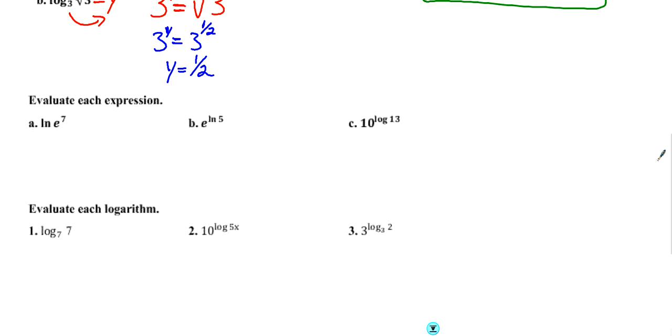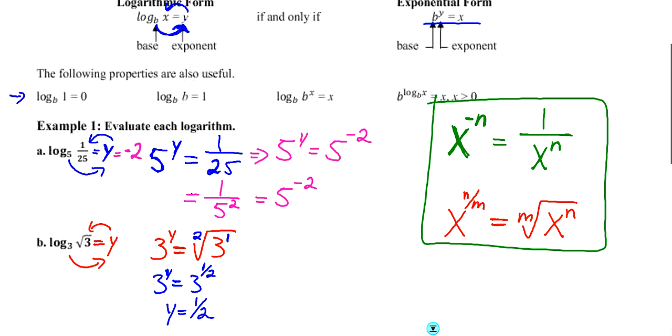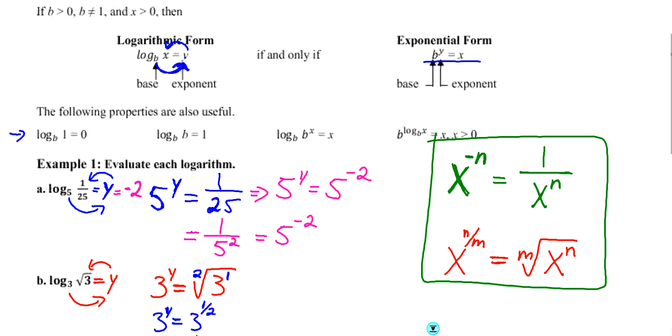Now for this part, evaluate each expression. We're going to be using these properties right here to do that. Okay? So where we have the identities, this is basically b to the 0 power. Any number to the 0 power is 1. Any number to the 1 power is itself. And then the two inverse properties. These are the inverse properties. Okay?